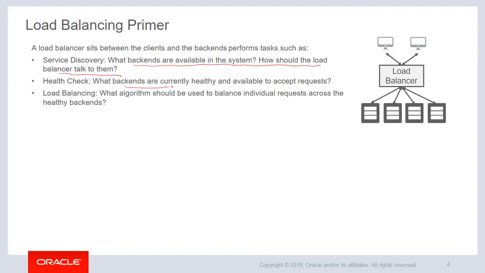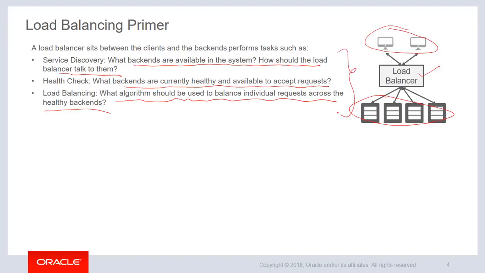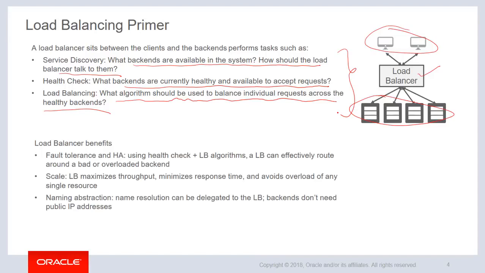Health check means what backends are currently healthy and available to accept requests, and load balancing finally is about which algorithms should be used to balance individual requests across the healthy backends. So as you can see here, there are clients which are connecting to the backends. The load balancer is sitting in between and performing these various tasks. Now a load balancer has many other advanced features and capabilities, but in a nutshell, at a very high level, this is what a load balancer is doing.